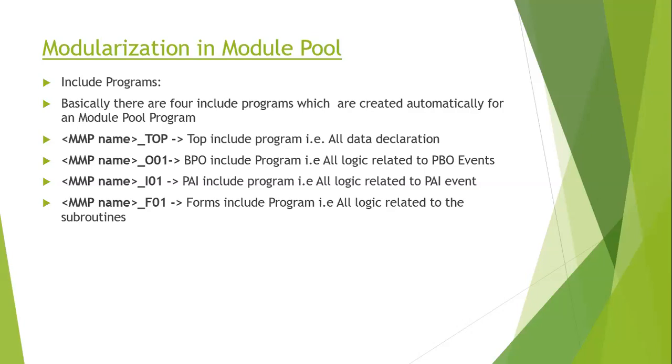In module pool programs also we have different blocks. There will be a top include, and then your PBO event module, where all the PBO related event logic you need to put in one include. The next one is your PAI event, so all the logic related to PAI event will be placed in the third include, that is the module include. So basically different modules will be created for a particular program. Similarly, you can also use subroutines in module programming, so that kind of logic you need to write in the last include. Okay, got it.